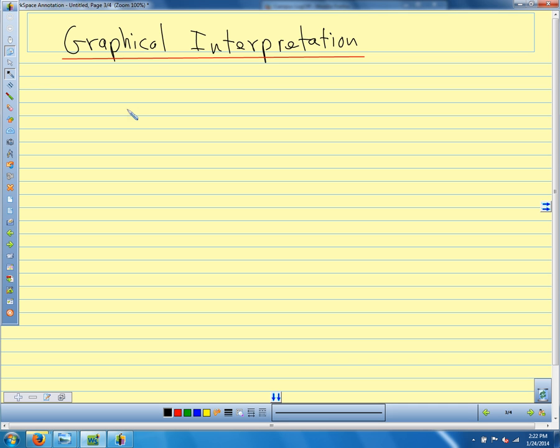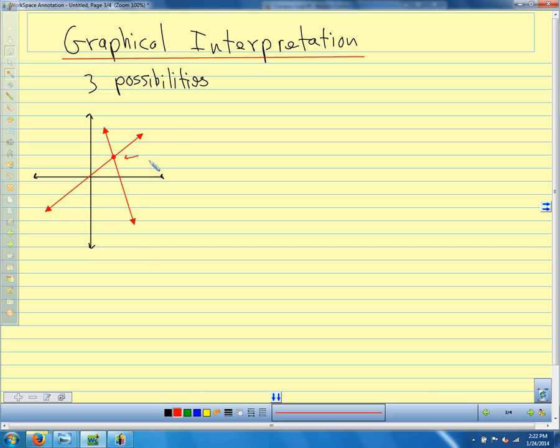We have three possibilities. Right now I'm talking about graphing two linear equations. So here are my axes. My first possibility is if I graph my two lines, I'll graph those in red, and they intersect in exactly one point. So there's my solution.